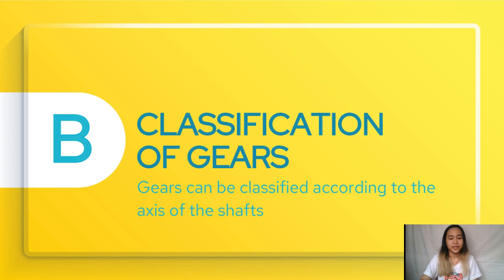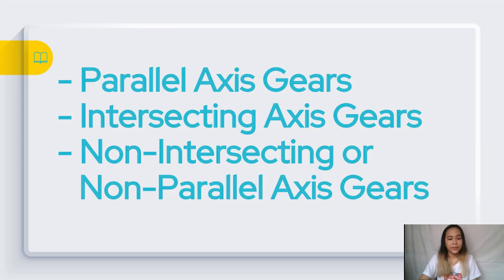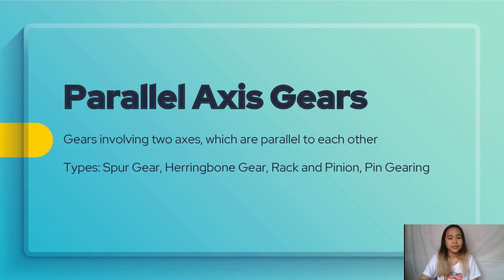Moving on to the classification of gears. Gears can be classified according to the axis of the shafts. And here's three of them. Parallel axis gears, intersecting axis gears, and non-intersecting or non-parallel axis gears. The parallel axis gears involve two axes which are parallel to each other. Types: spur gear, herringbone gear, rack and pinion, pin gearing.